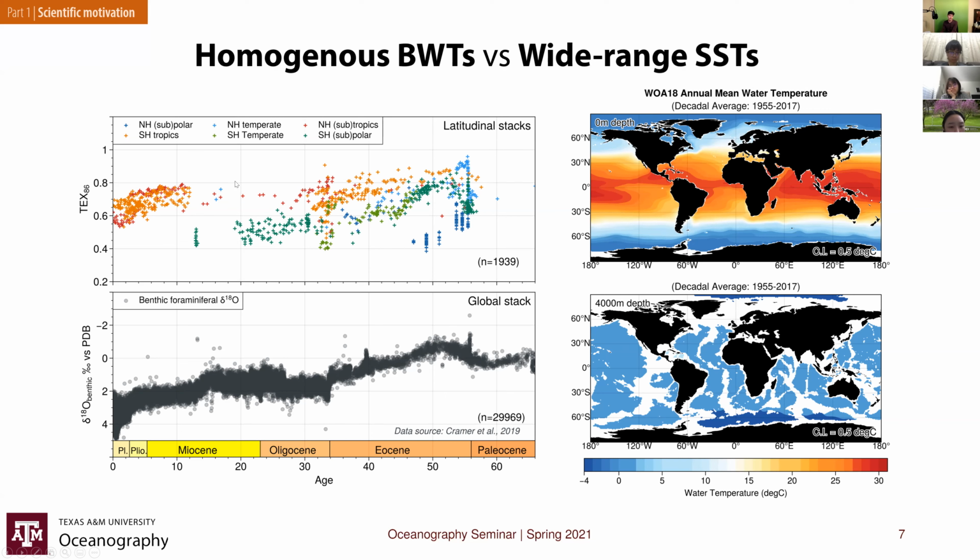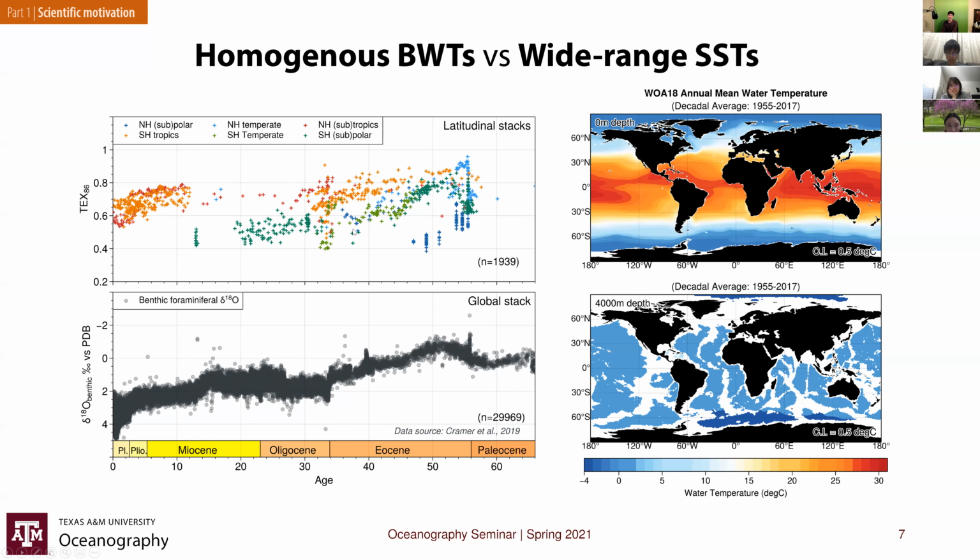Compared to what we see in the TEX86 data, where our data is colored by different latitudinal zones. The colder colors represent the higher latitude data, and the warmer colors represent the lower latitude data. I will talk more in detail, but here you can see that a few thousand data points have been studied and published for this Cenozoic interval, but it's not really complete compared to what we have from these benthic stacks. So that's the first thing.